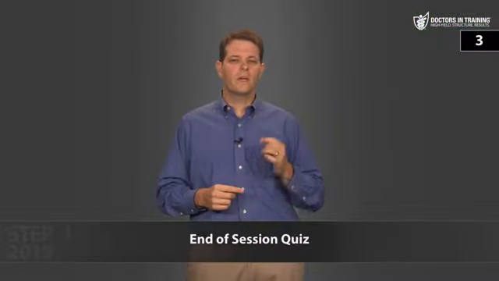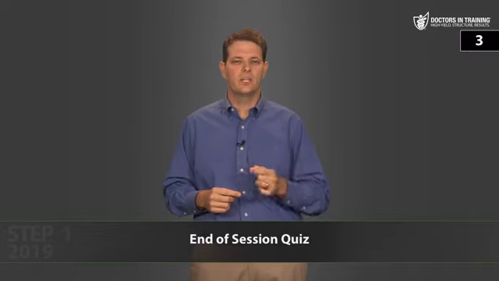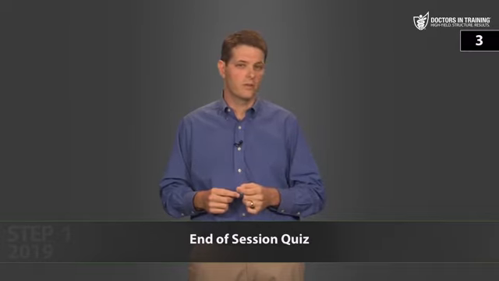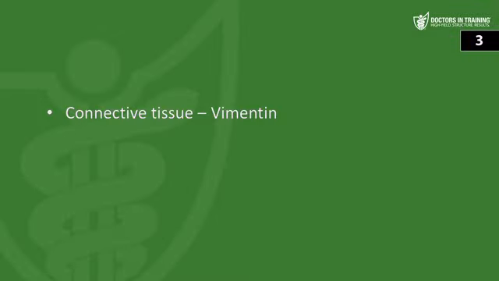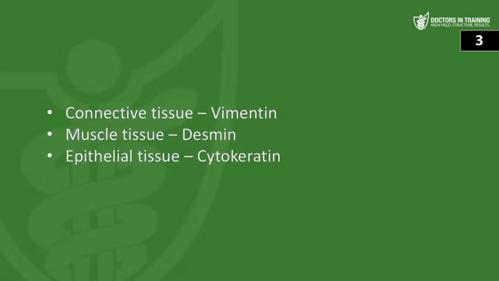Next, what are the intermediate filaments found in the following tissue types and cellular structures? So in connective tissue, you see vimentin. In muscle tissue, you see desmin. In epithelial tissue, you see cytokeratin. And in the axons, you find the neurofilaments.